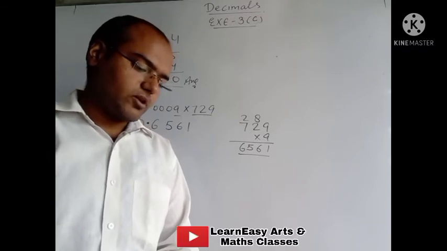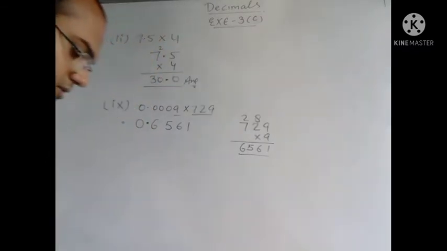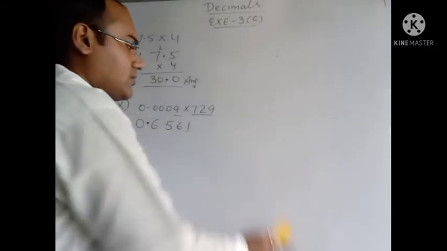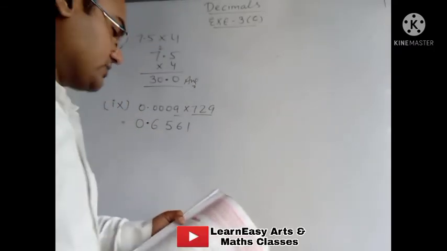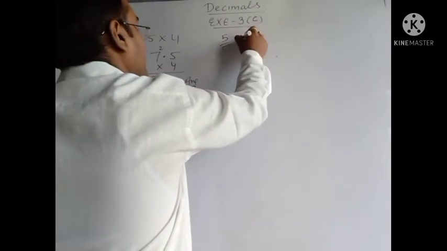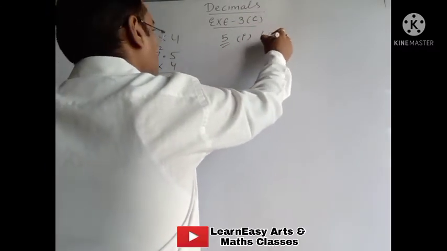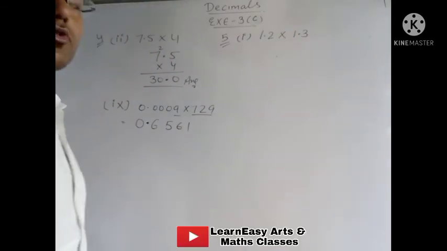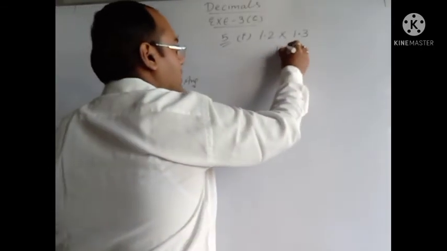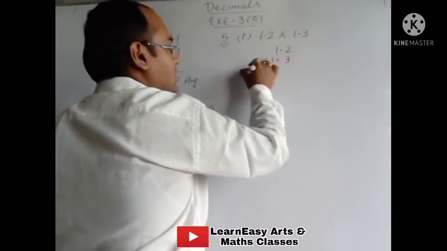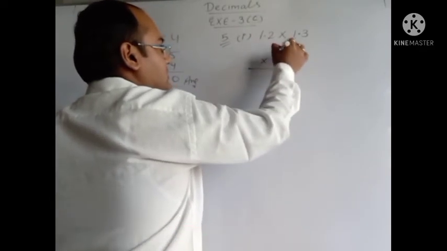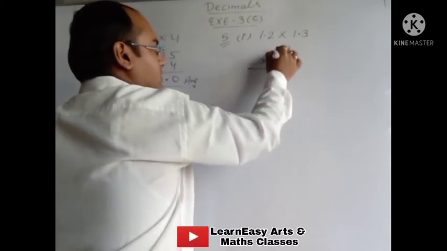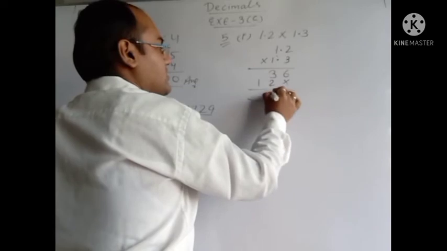Now all of you see question number 5, part number 1. 1.2 multiplied by 1.3. So here we can show the multiplication. 1.2 and 1.3 we have to multiply. 3 2s are 6. 3 1s are 3. Here we will put a cross. 1 2 is 2, 1 1 is 1. Simple multiplication we have done.